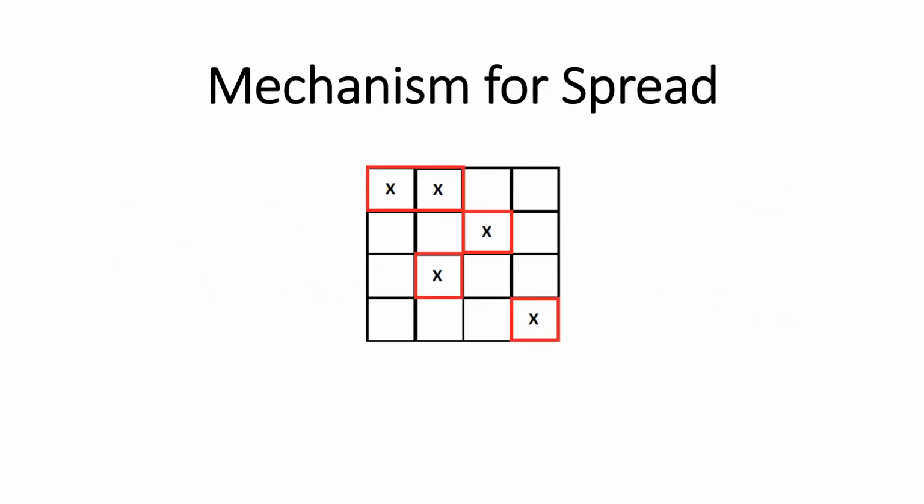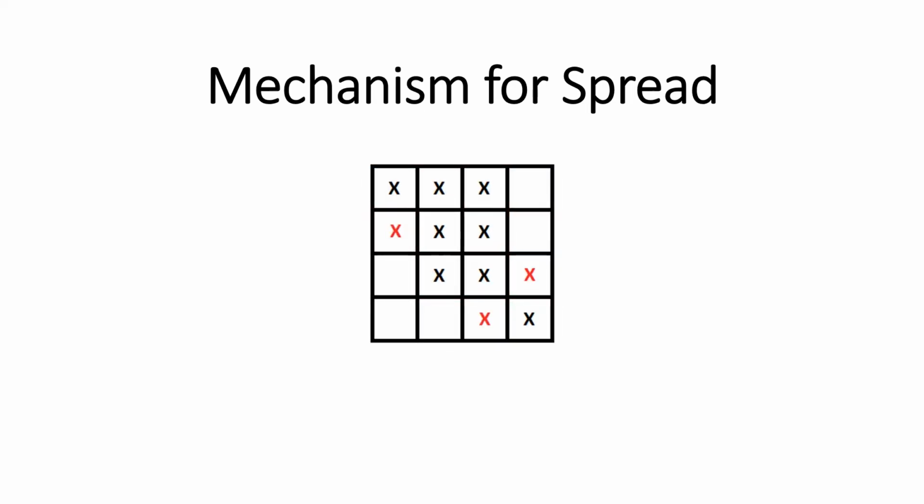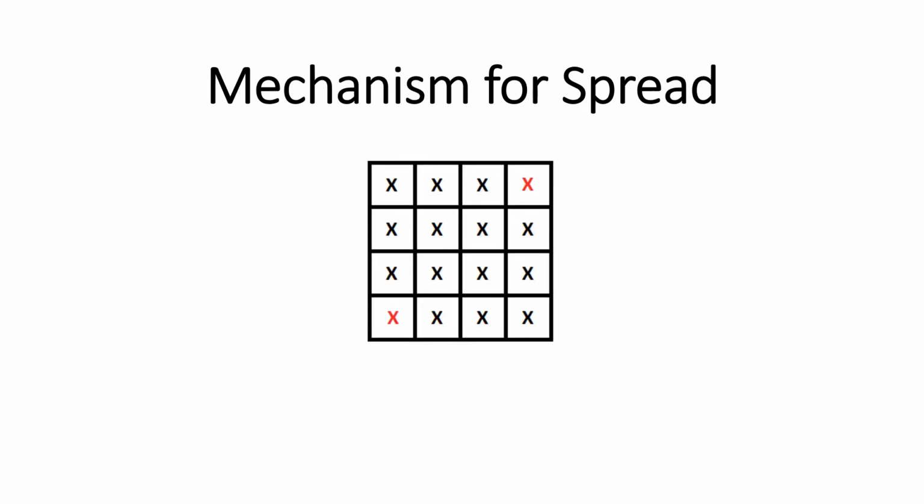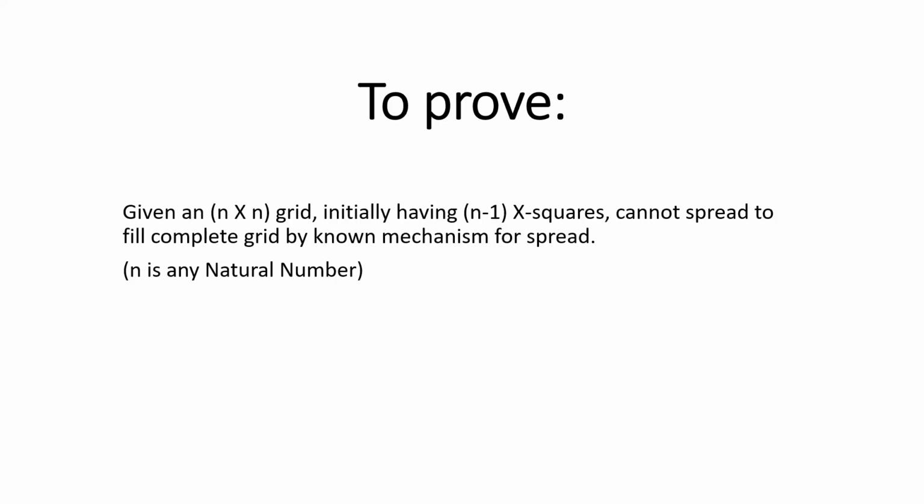Here is a 4x4 grid with 5 X squares. Now we will see how these X squares spread to fill the complete grid in 4 steps. So this is how the grid is filled completely, starting with only 5 X squares in it.